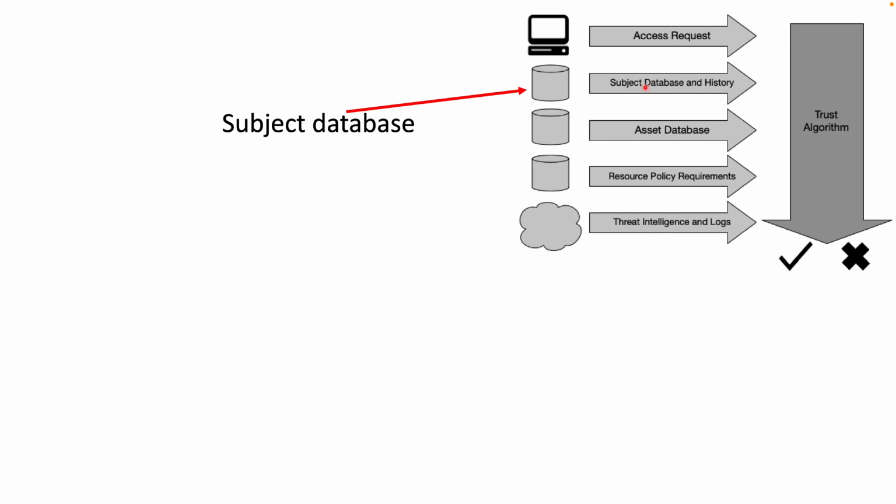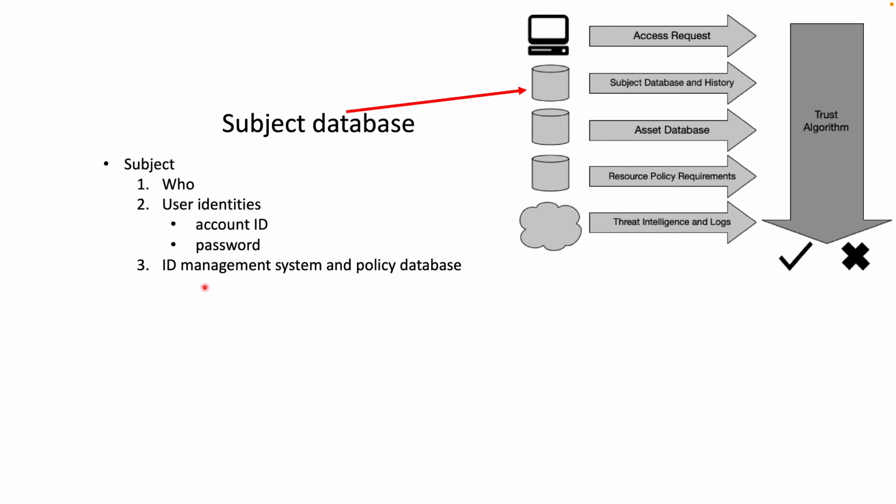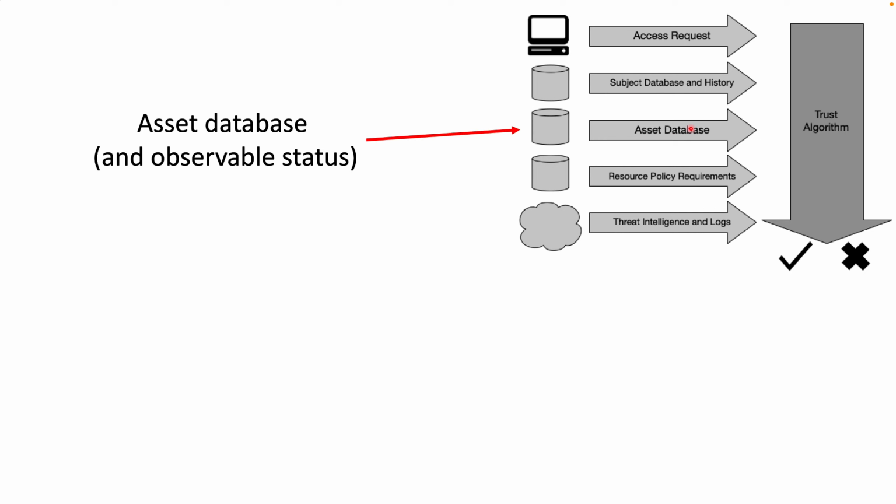And the second one is subject database. It's a database that saves information of subjects. It's built for checking who this subject is. It's about user identities. User identity can include a mix of things like logical identity, like account ID and the corresponding password, and the role of this account in the system, and privilege, etc. It's a collection of subjects' information, and this collection should be encoded and stored in an ID management system and policy database.